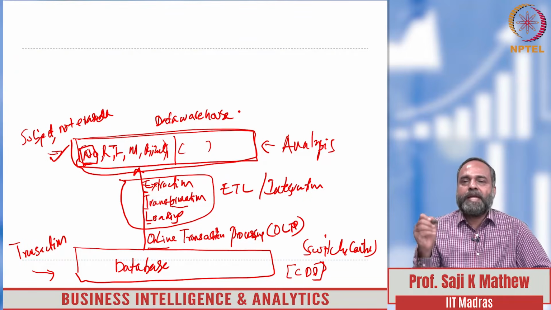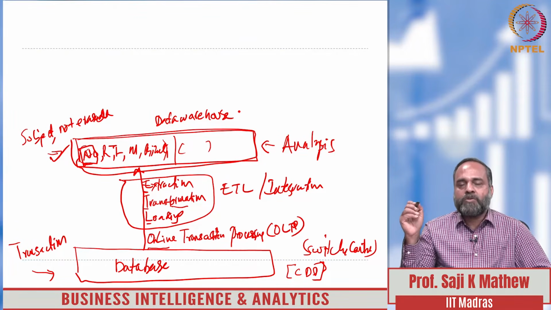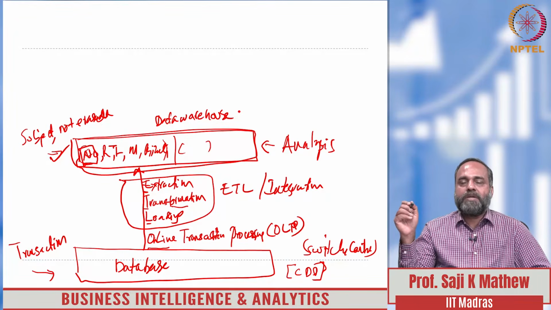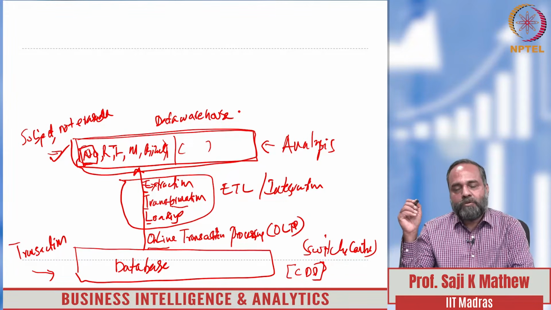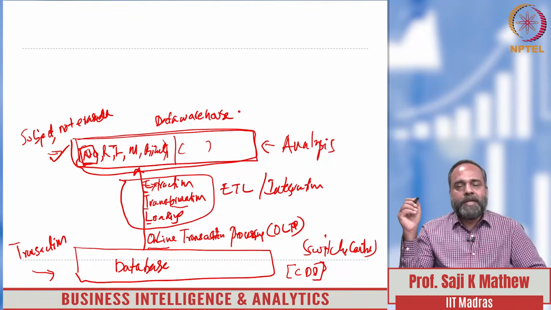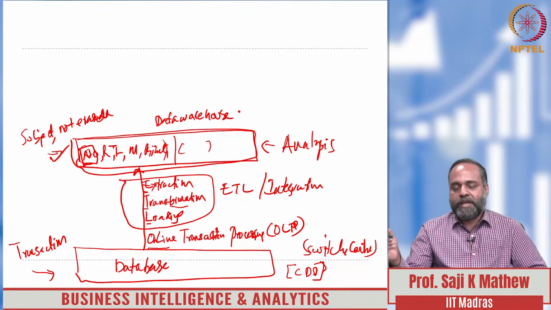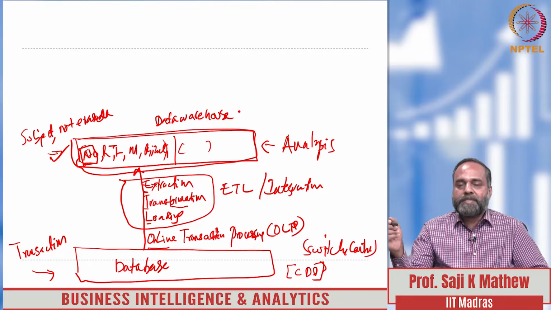This data store is called a data warehouse. A data warehouse is a warehouse of useful data for analysis. The purpose of a data warehouse is to store data for analytics or data analysis. It is not to retain data for transaction records or legal purposes or anything of that kind. It is basically for the purpose of analytics.